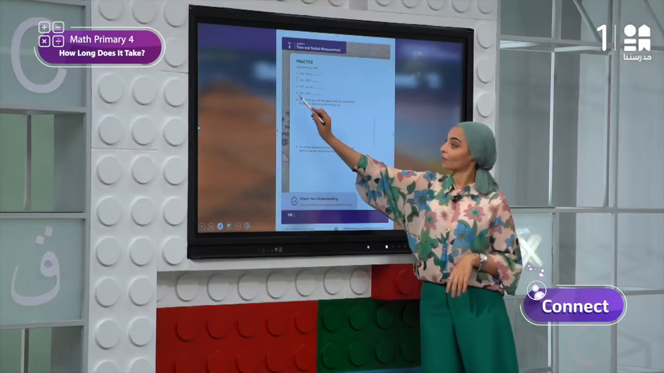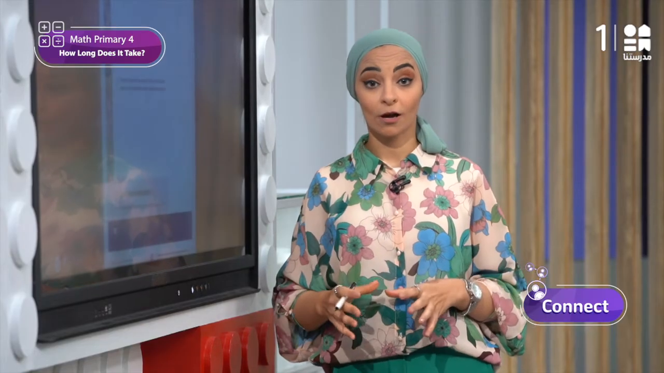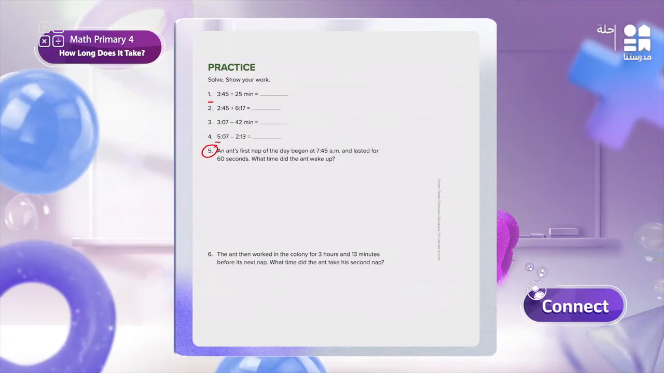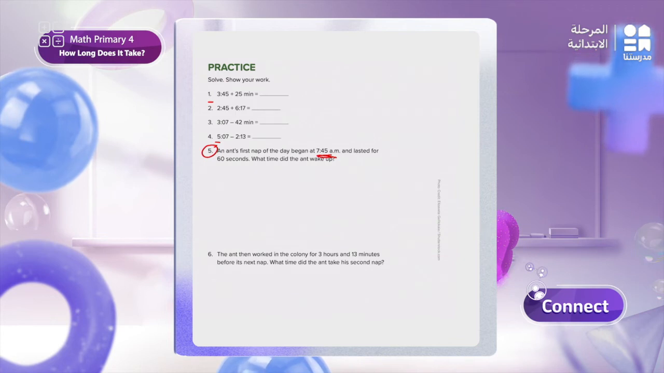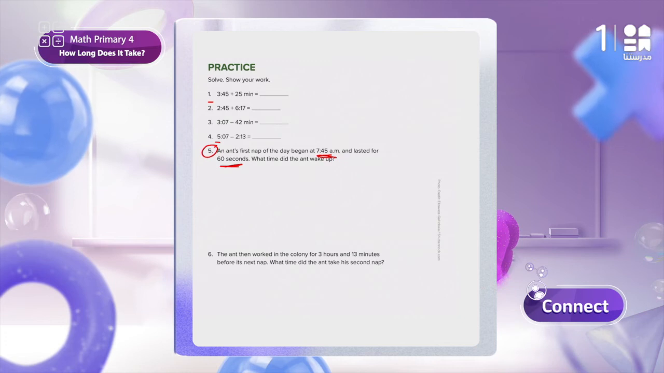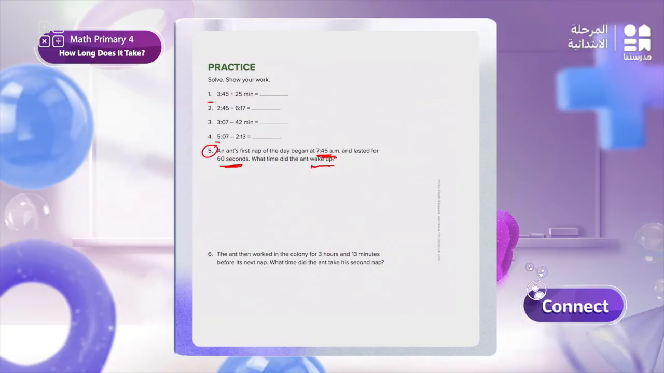Problem number 5 is talking about ants' life. It says an ant's first nap, the day began at 7:45 a.m. and lasted for 60 seconds. What time did the ant wake up? The ant takes her nap at 7:45 a.m. and stays 60 seconds. So when she wakes up, what will I do? Yes.